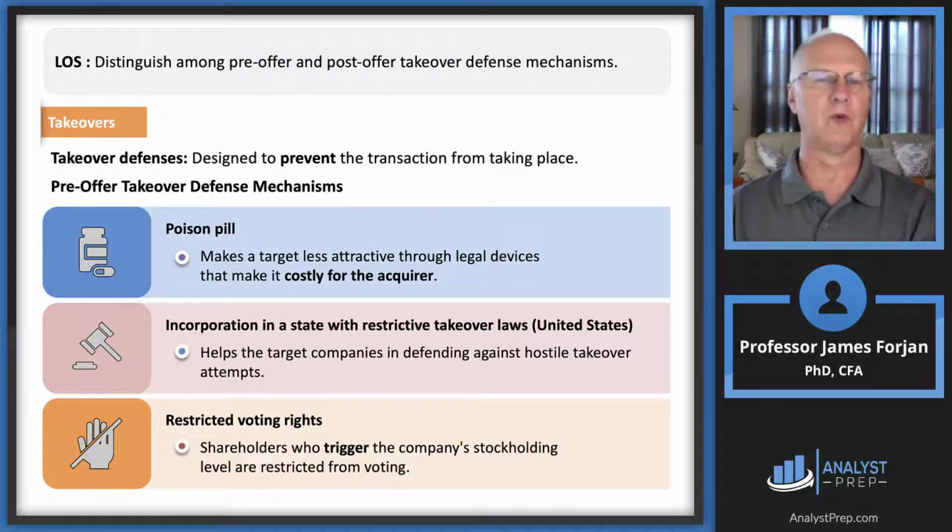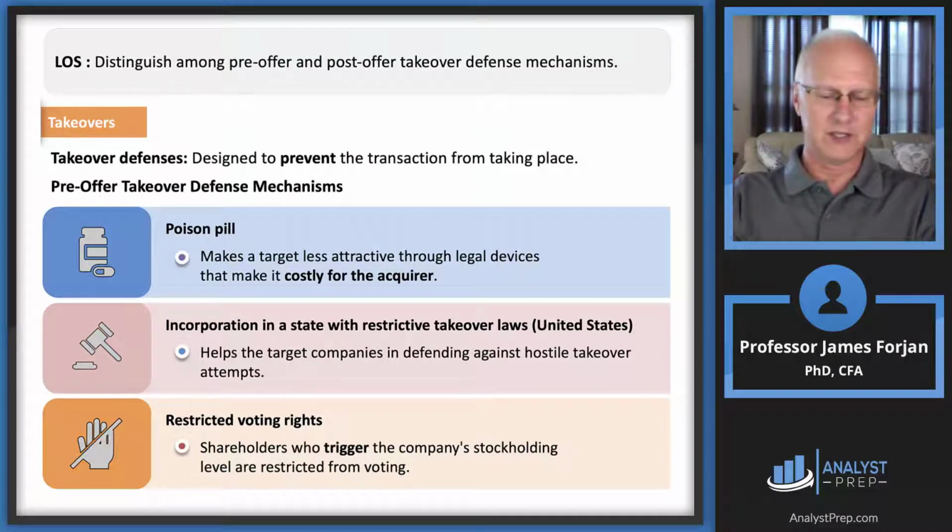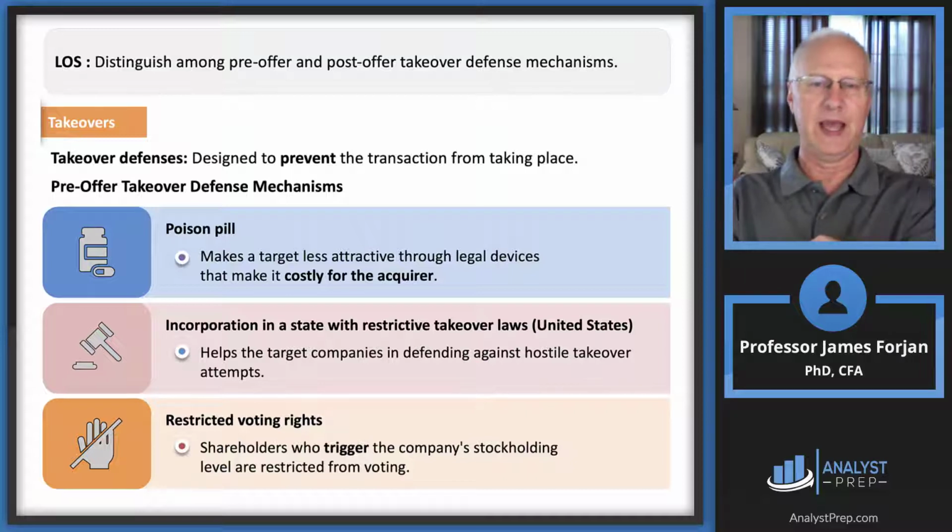A shareholder rights plan. And so instead of a poison pill being handed to the shareholders, they say, hey, here's a rights plan. Who wouldn't want a rights plan, right? This is a classic example of framing that we'll talk about in behavioral finance. So if it's framed, hey, here's a right. Wouldn't you like to have a right? Of course. Who doesn't want rights?